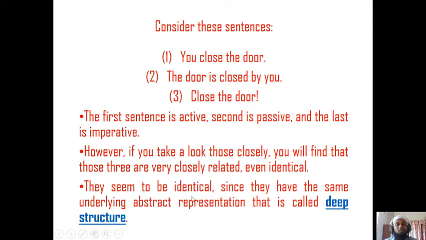They seem to be identical since they have the same underlying abstract representation that is called deep structure. So at deep structure level, there is no difference between them or among them. They are identical. But on the surface, at surface level, you have the differences.